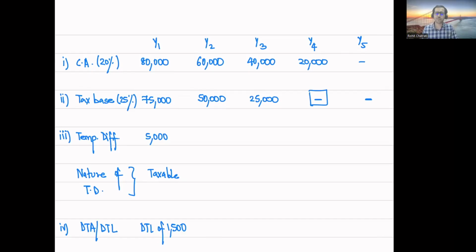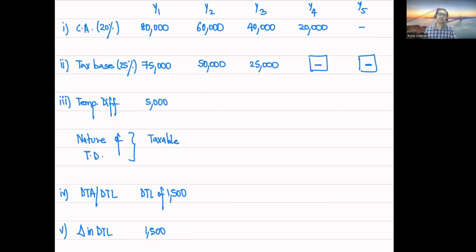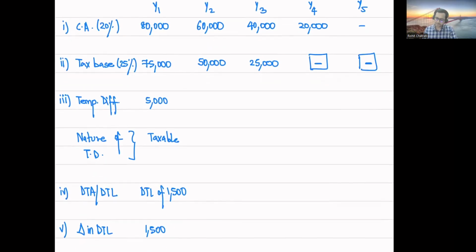Obviously, if the asset has 0 value in the fourth year, it's also going to have a 0 value in the tax balance sheet in the fifth year as well. Once the asset comes down to 0, there's going to be no depreciation, and therefore in year 5 also I have a 0 value. Let's actually calculate the temporary difference for year 2. The temporary difference for year 2 is 10,000.